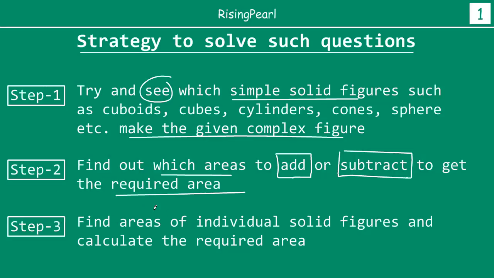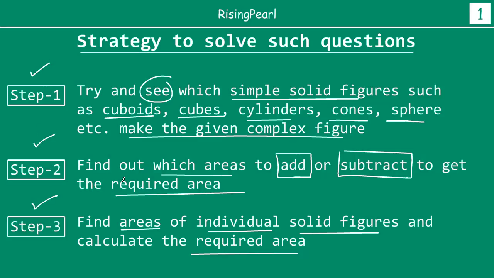And the final step is to calculate the actual areas of these individual solid figures by using the formula, because remember that we know the formula to calculate total surface area and the curved surface area for each of these cuboids, cubes, cylinders, cones, spheres, hemispheres, etc. So using those formulas we compute individual areas that we need, and then using step 2 we find out which areas to add and or subtract, and that is how we calculate the required area. So these three steps we always use whenever we solve questions involving combination of solids.